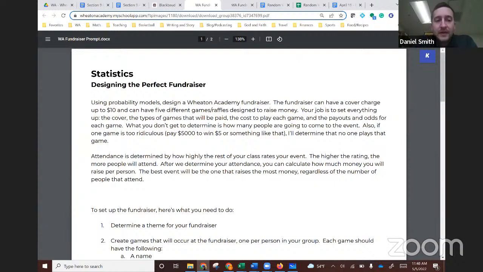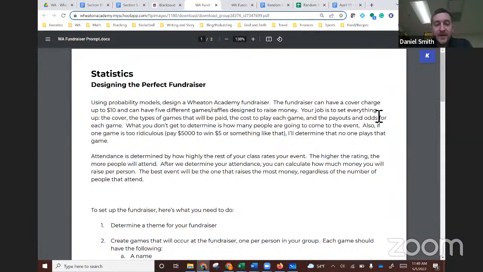So you are trying to design the perfect fundraiser using probability models. Design a fundraiser. Your fundraiser can have a cover charge up to $10. That just means that everybody who wants to even play any of your games has to pay you $10 at the front door. You could also set a $5 cover charge. That adds an extra layer of thought process for you behind the scenes to try to make the most money.